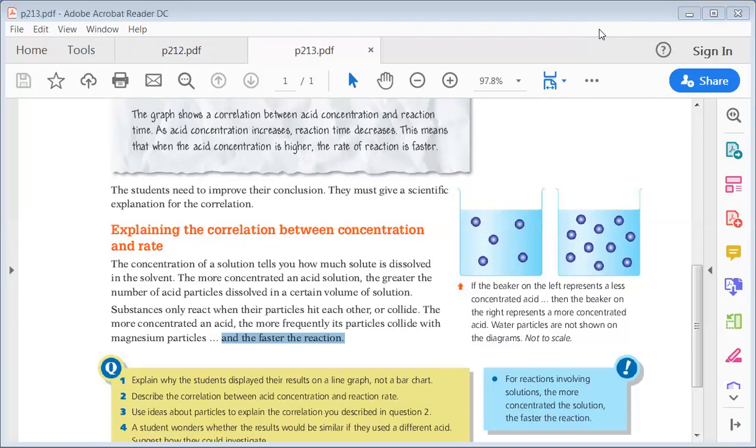And we have the revision questions on page 220, okay? We will start to solve these questions at home and correct them together here in our lesson, okay?